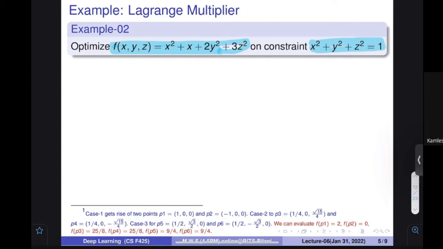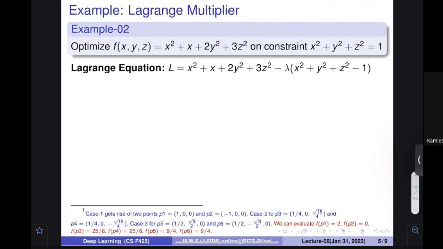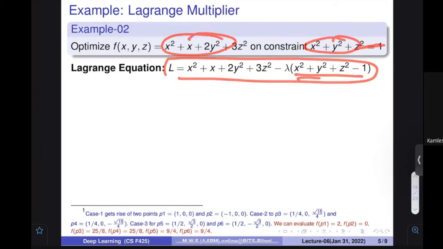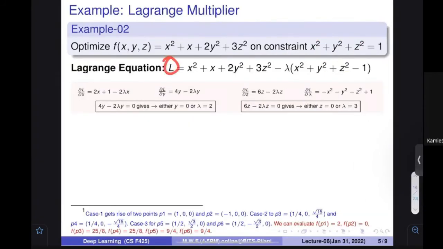Again, the same way we can write the Lagrange equation by saying that L is equal to this quantity plus lambda times, taking it to this side, this equation written in this way. Same way we can find the derivative of L with respect to x, y, z and lambda. With respect to x, the derivative is 2x plus 1 minus 2 lambda x, and 4y minus 2 lambda y. You can find the derivative, that is not a big thing. So if you find the derivative like this, for example, here you get 4y minus 2 lambda y is equal to 0, because why 0?